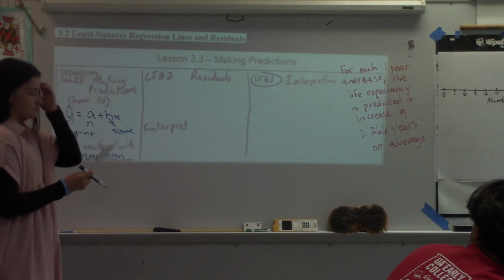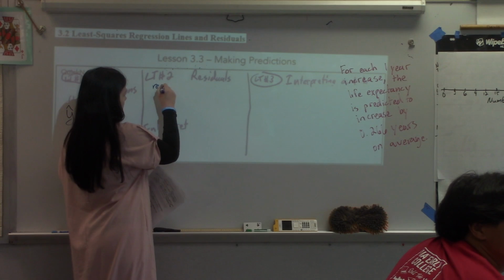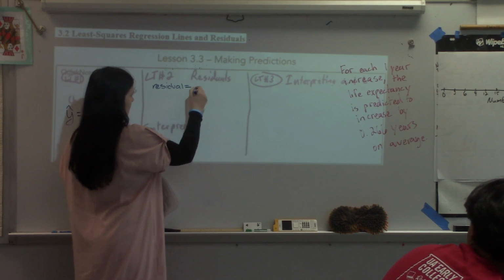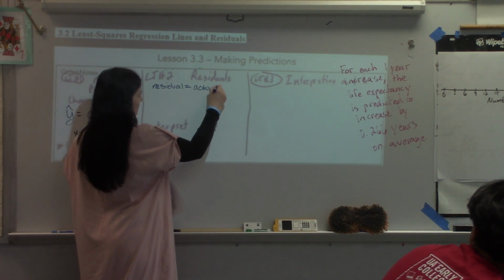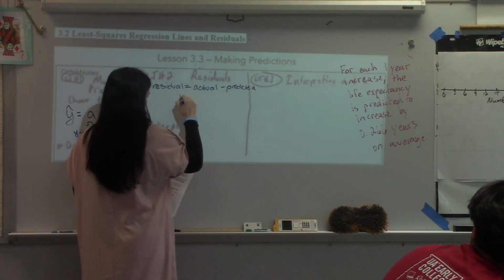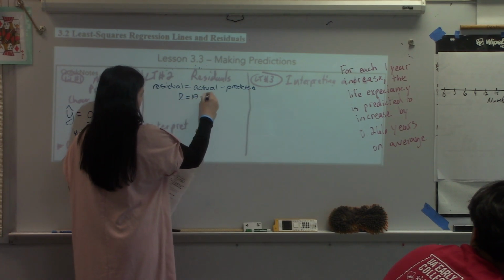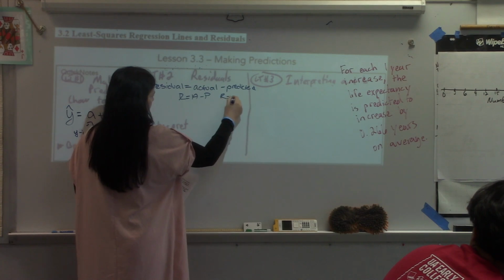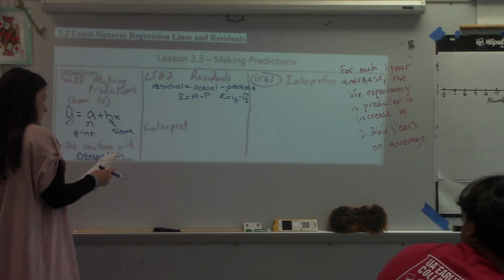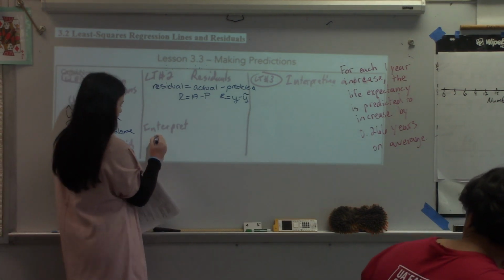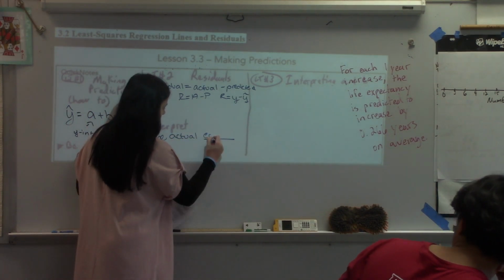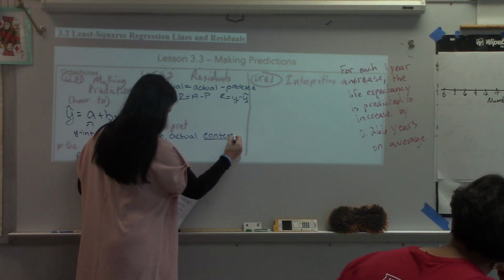How do we calculate residuals? Actual minus predicted value. We can do R equals A minus P or R equals Y minus Y hat. When we interpret it, the actual, whatever your context is, you're gonna write context, right, Brady?